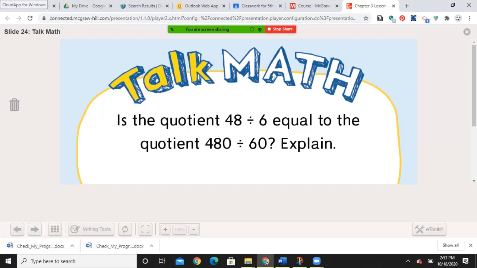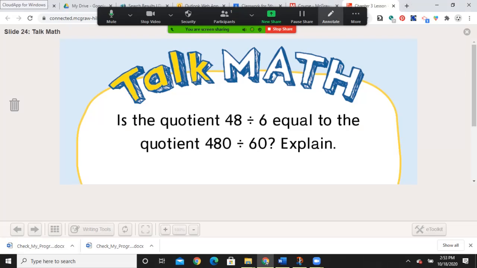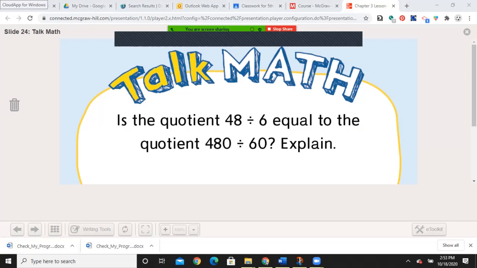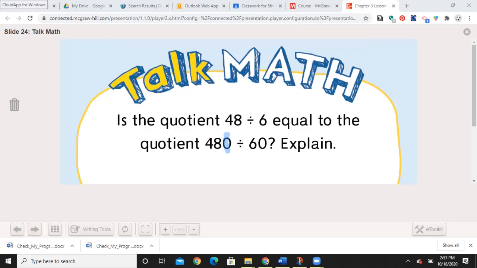Is the quotient 48 divided by 6 equal to the quotient 480 divided by 60? Explain. So what do you all think at home? I'm going to show you something. Let's get that drawing tool out. Let's cross out a 0 on each side. So now do I have 48 divided by 6? Yeah, I do. So yes, the quotients will be equal.